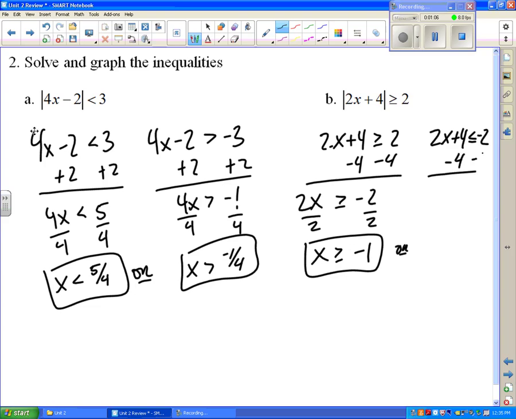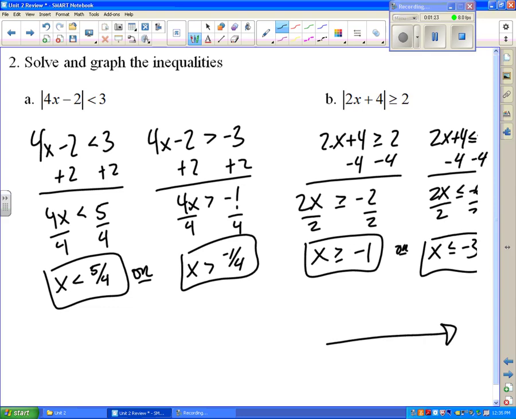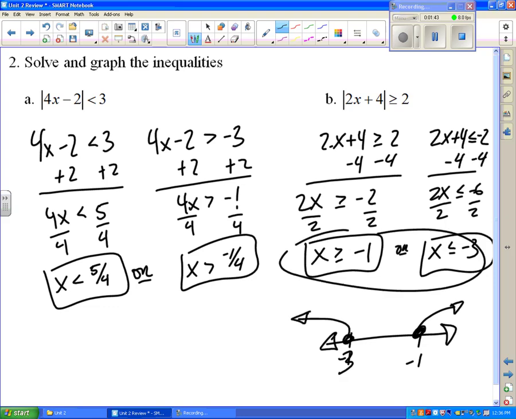Subtract 4, 2x less than or equal to negative 6, divide by 2, x is less than or equal to negative 3. So we're less than or equal to negative 3, and we were supposed to graph this, so here's our graph, and I've got negative 1, negative 3, and negative 1. We're going to be greater than or equal to negative 1, and less than or equal to negative 3. So this is an OR graph, so that's right there.